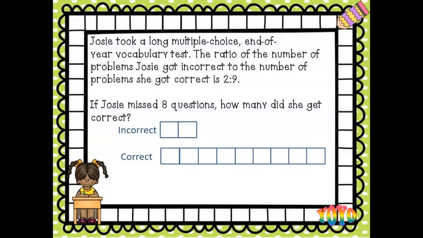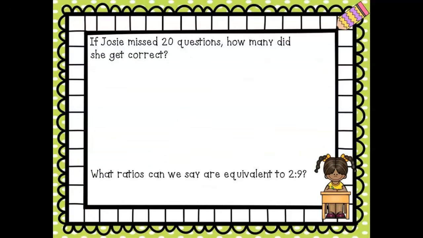So she missed 8 questions. What's going to go in each box? Yep, 4 is going to go in each box. So how many did she get correct? She got 36 questions correct. 4 times 9. Let's look at another one. If Josie missed 20 questions, how many did she get correct?